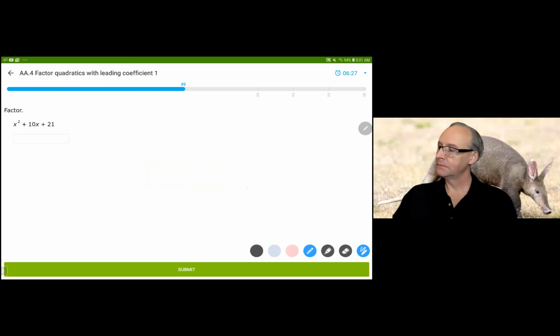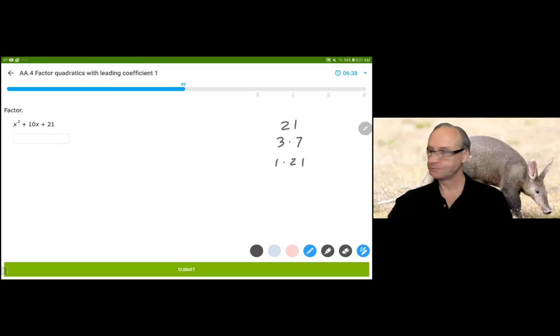21 and 10. There's actually 2 ways to get 21. You probably saw the 3 times 7 right away. But you could have also multiplied 1 times 21. But we want a sum of 10, so we're talking about 3 and 7.